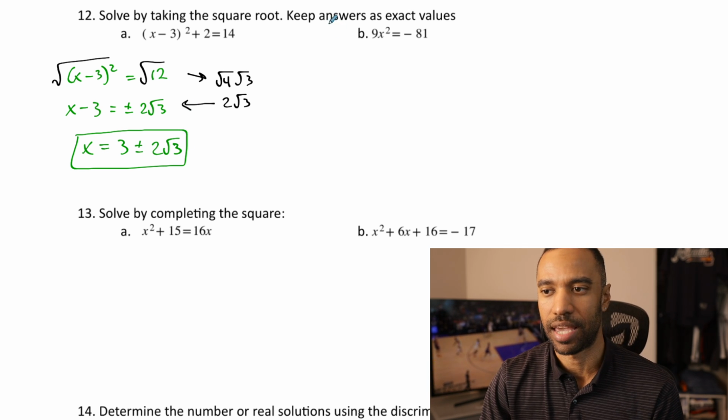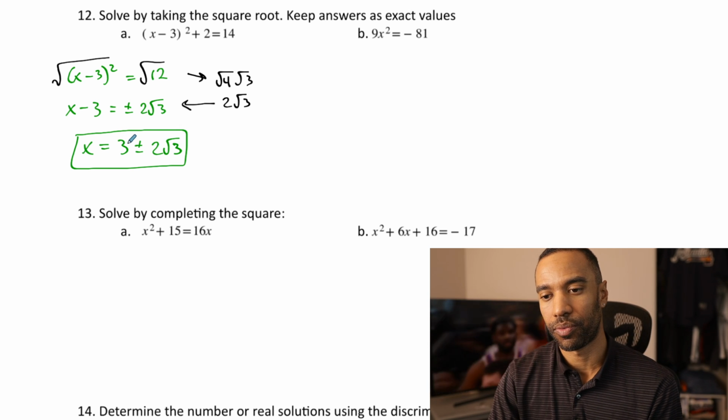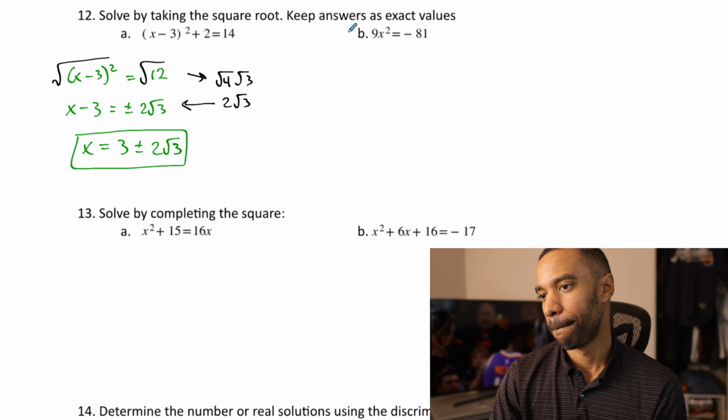I could approximate it using a calculator. They don't want us to. But the fact is there are two answers. 3 plus 2 root 3, 3 minus 2 root 3.